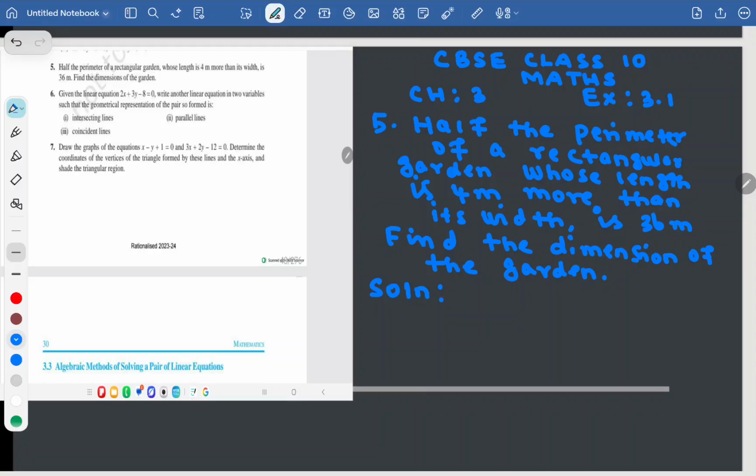Problem 5 is given as: the perimeter of a rectangular garden whose length is 4 meter more than its width is 36 meter. First information from the problem itself: the perimeter of a rectangular garden is 36. Another information: whose length is 4 meter more than its width. We have to find the dimension of the garden.